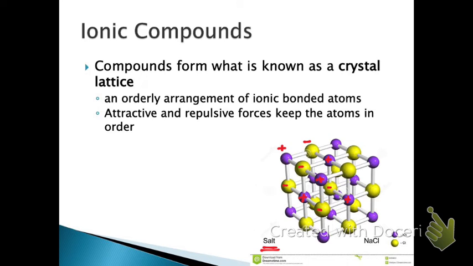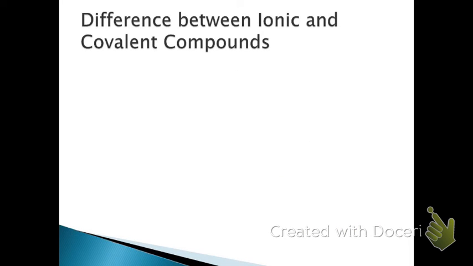Okay. Questions with that? All right, this next slide here, I don't need you to write it down. I want to touch on a couple things we've talked about so far, okay? The difference between ionic compounds and covalent compounds. So covalent compounds usually have what types of atoms in them? Metals or nonmetals?